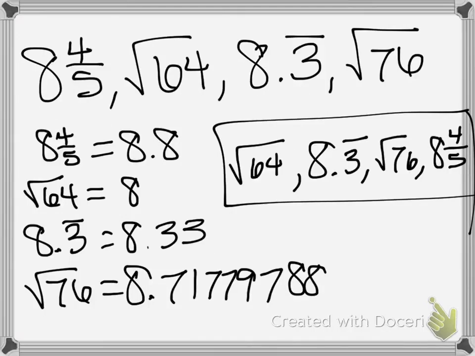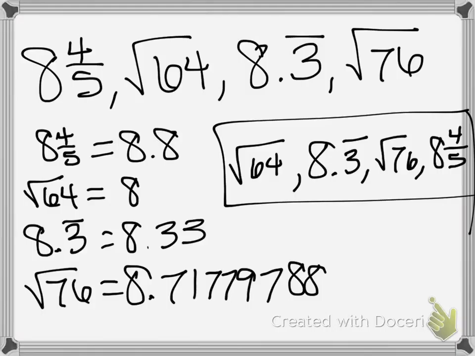If we're asked to order our real numbers, so we're given 8 4/5, square root of 64, 8.3 repeating, and the square root of 76. If we look at this, 8 4/5 is equivalent to 8.8, square root of 64 is equivalent to 8, 8.3 repeating is 8.33333, the square root of 76 is 8.717797888.